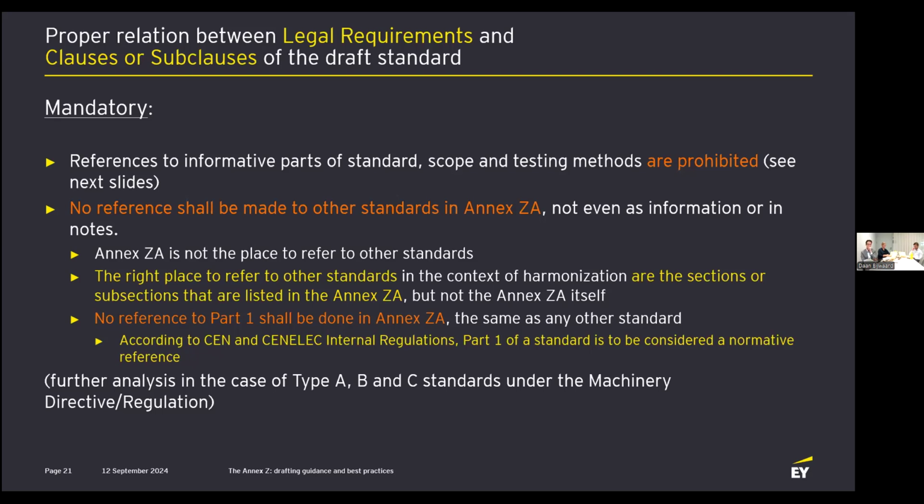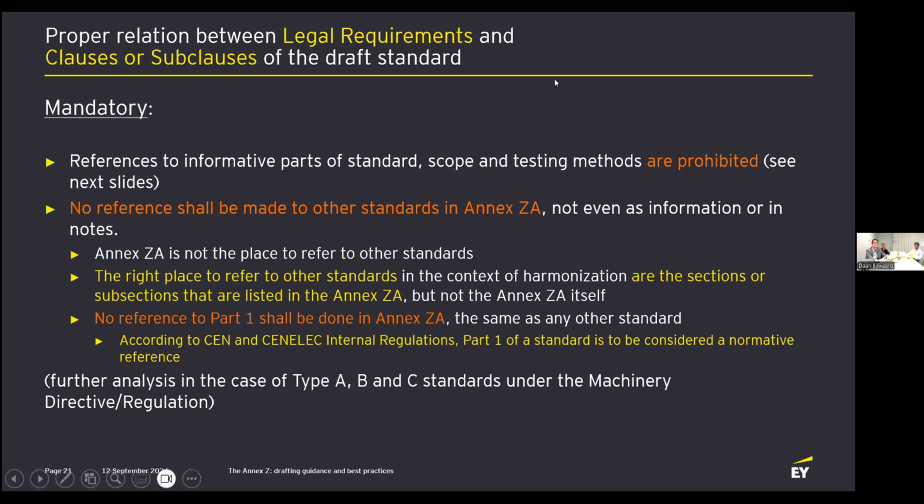We referred before to the scope, okay? But imagine that we have a paragraph, which means a section or a subsection, only with testing methods. Only with testing methods. Well, this means that this section or subsection would not contain requirements. In this case, we shall not make reference to this paragraph. And there is one exception to this case, and we are going to see it a little bit later, okay? But in principle, all the sections or subsections that are referred to in the Annex Z should contain at least requirements.